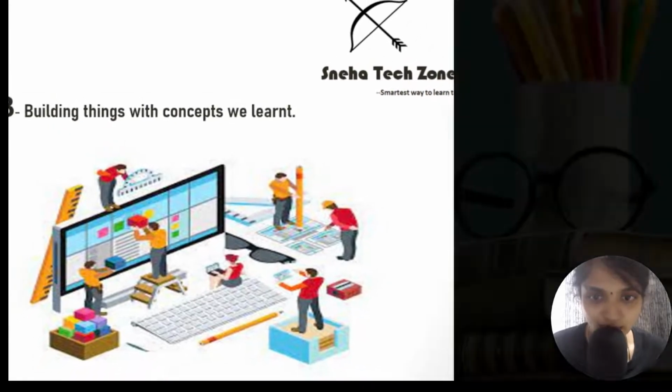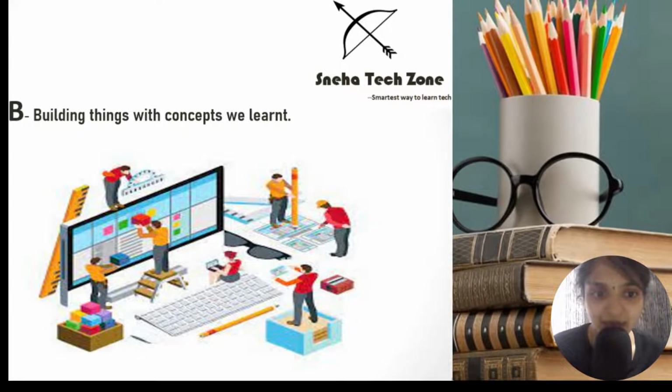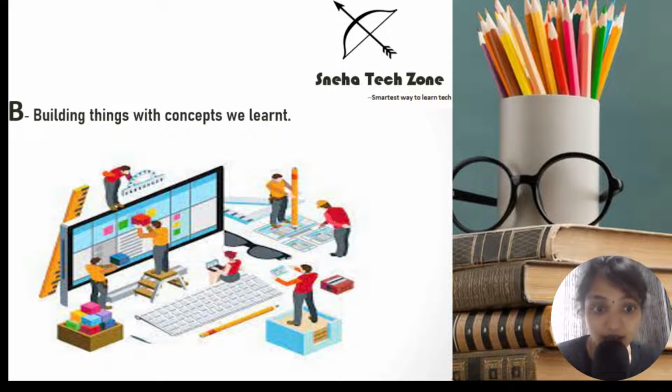B stands for building things with concepts we learned. In the very first step of A, in analyzing and identifying the things, we have analyzed the theoretical concepts, we have learned the concepts. Okay, now this is the most important step of our ABCDE rule because only practical implementation of any technology helps us to get the things more clear. So practical implementation is more important.